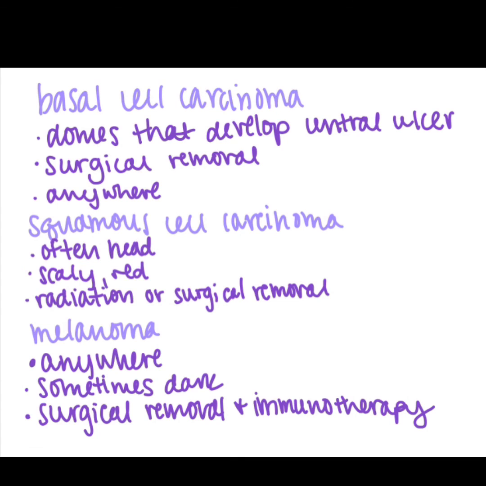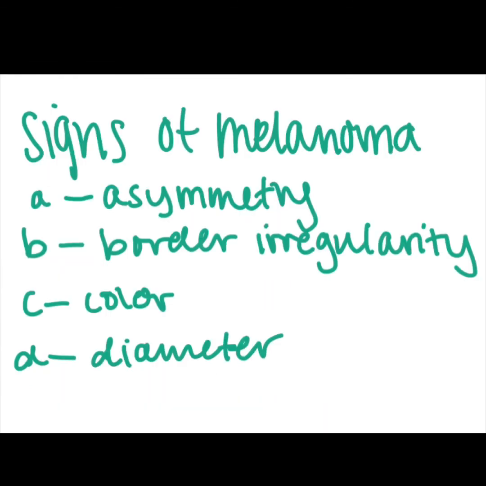And then melanoma, which is very dangerous. It can be pretty much anywhere. It's sometimes dark in color, has a bunch of different colors that it can be, and it can be treated by surgical removal and immunotherapy. The signs of melanoma can be recognized by the ABCD rule. A is for asymmetry, B is for border irregularity, C is for color, and D is for diameter. So if a spot on your skin has all of these things, then you might have melanoma.